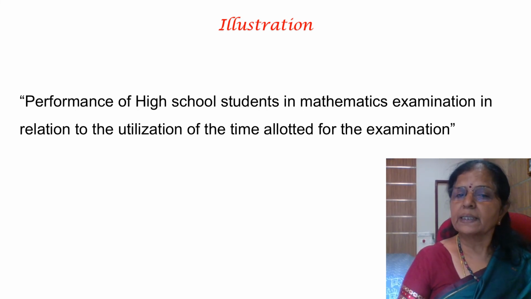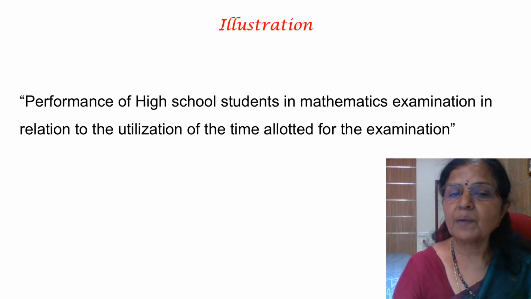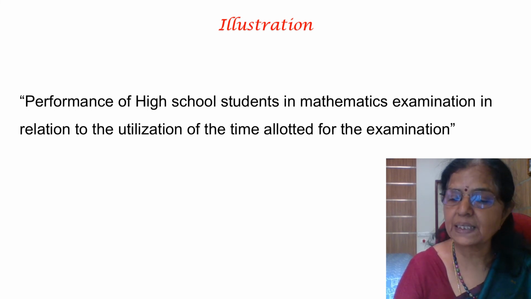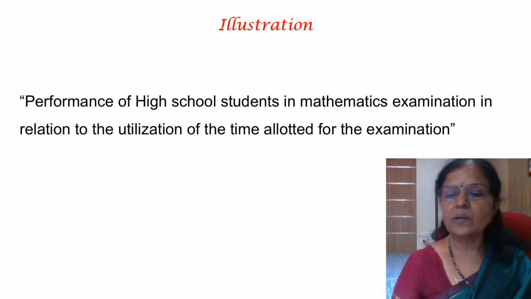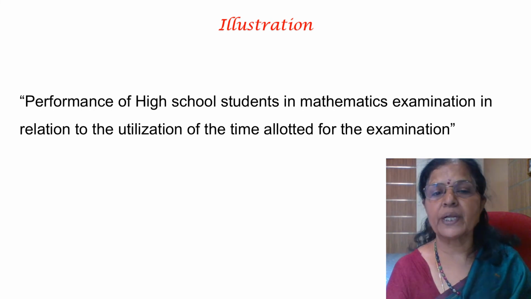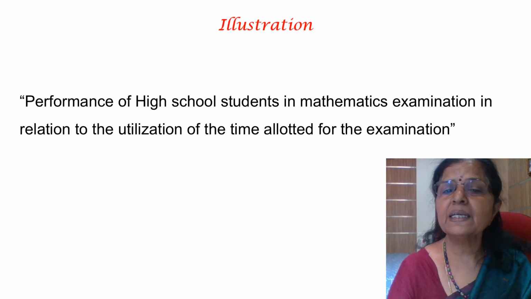So what are the data needed for this research? We need the time utilized by each student, which is the IV, and the marks obtained by each student, that is the performance, which is my DV, dependent variable. So I collect these data. I correct the papers and I get the marks and also the time utilized by each student. Now what do I do? The data analysis, that is the sixth step.